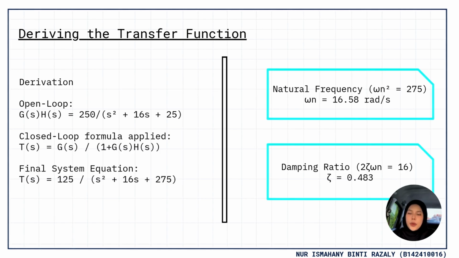From the characteristic equation, we extract key performance metrics: an undamped natural frequency of 16.58 radians per second, from Wn squared equals 275, and a damping ratio of 0.483, from 2 multiplied by the damping ratio multiplied by Wn being equal to 16. This confirms the motor control system is underdamped and will exhibit some transient overshoot.